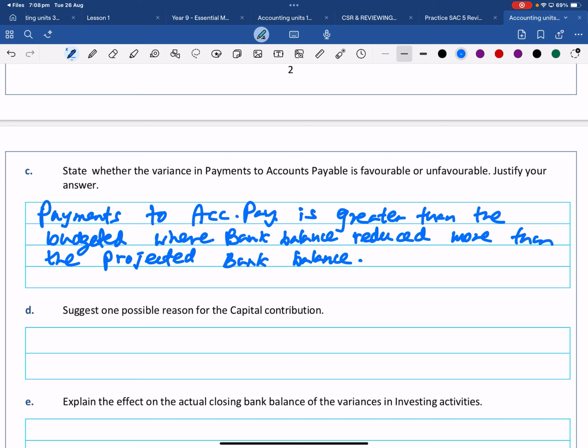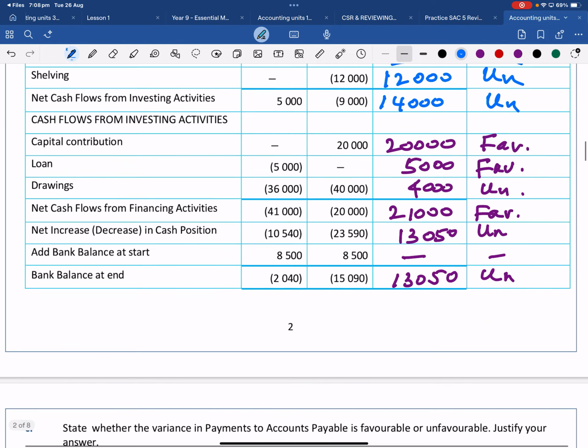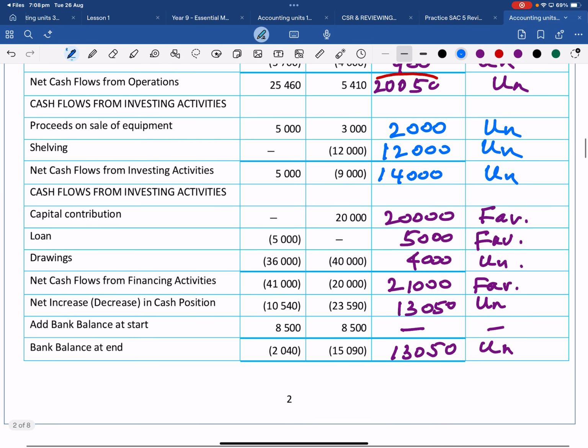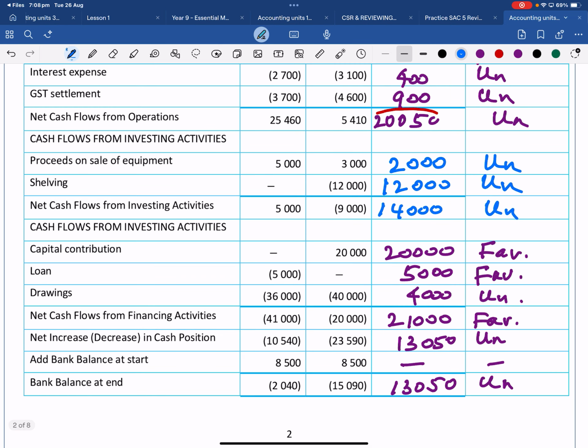Part D. Suggest one reason for capital contribution. Because of large extra payments to accounts payable. Anything else? Because it helps reach the overall goal for the net cash flows from operations. We expected to make 25K for cash flows from operations, but you needed 20K, so to help the business meet its budget, we're going to contribute 20K. Anything else?